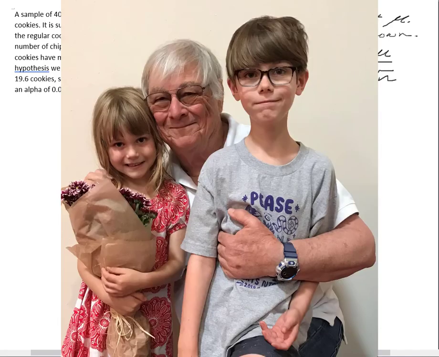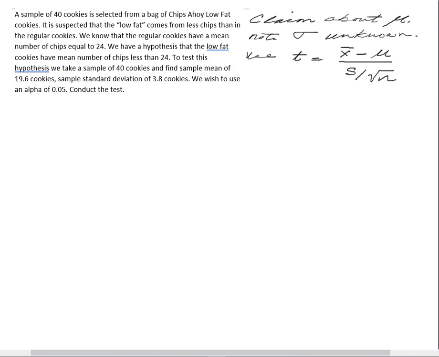Today we want to talk about making a claim concerning the mean of a population, a claim about mu. We might know the population standard deviation, but it's really unlikely that we would. So we're going to be using a t-distribution.